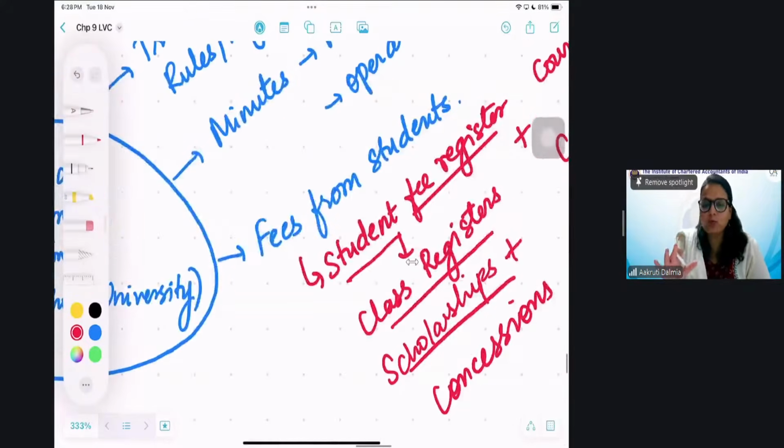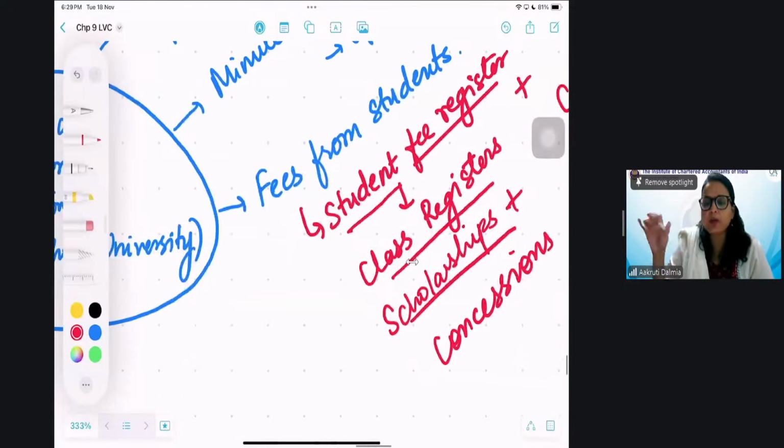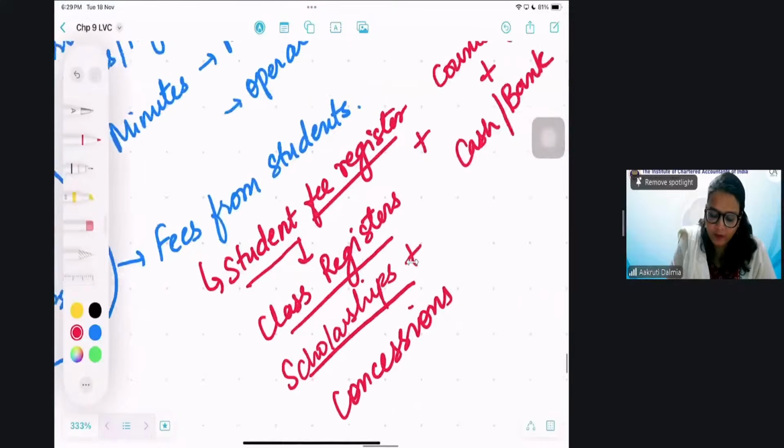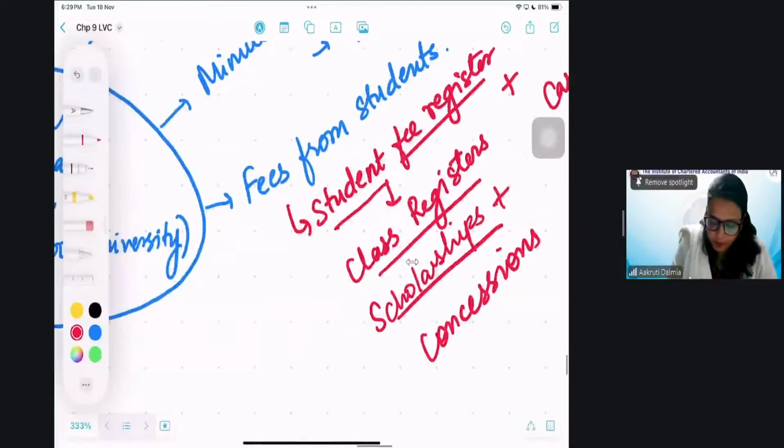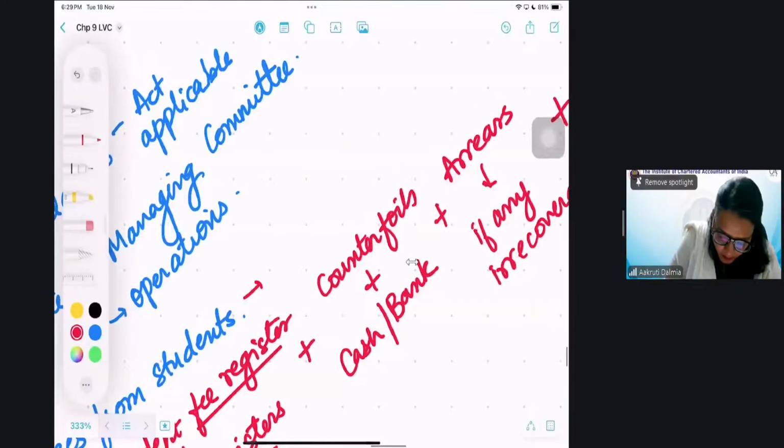So fees from students is one of the biggest receipts. We are doing REAL. Here in fees from students, you can also mention a good internal check system should be there, right?